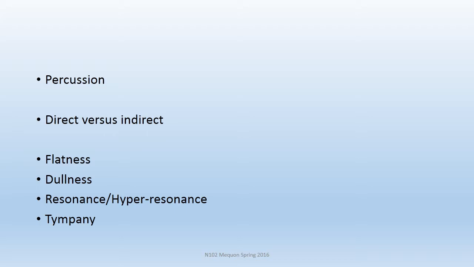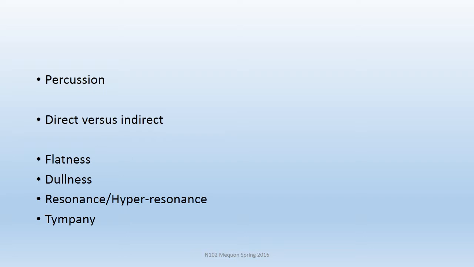Direct is when the nurse directly strikes the area to be percussed with his or her fingers. Indirect, you can see a picture of on the top of page 519, and that involves using two hands. You can see in that picture that the nurse is percussing over the flank and is perhaps trying to percuss over a kidney. We'll practice percussion in class. It's a little bit hard to describe on a PowerPoint.